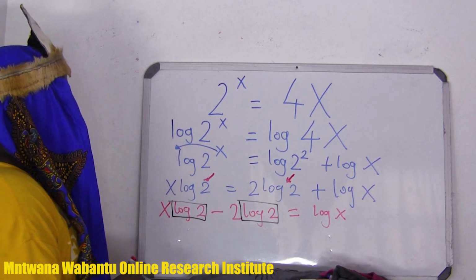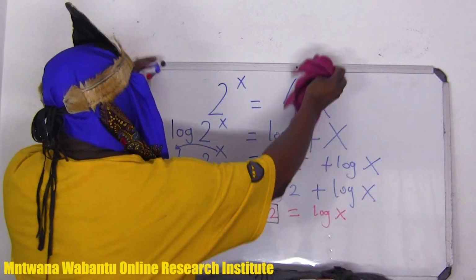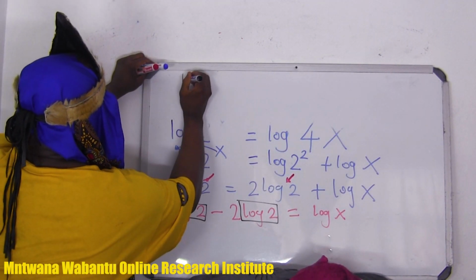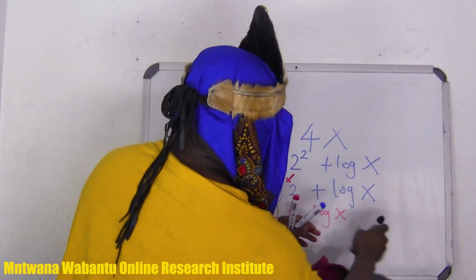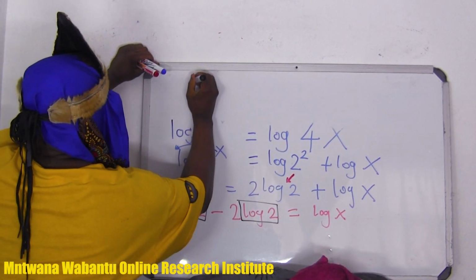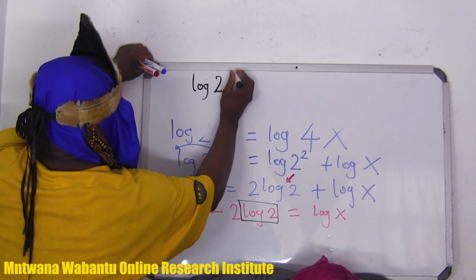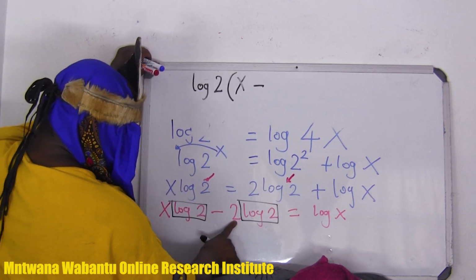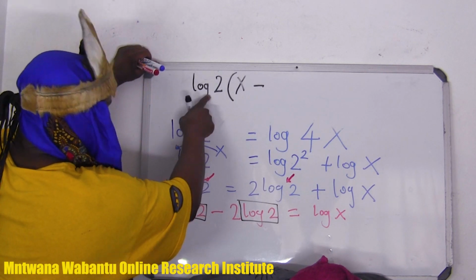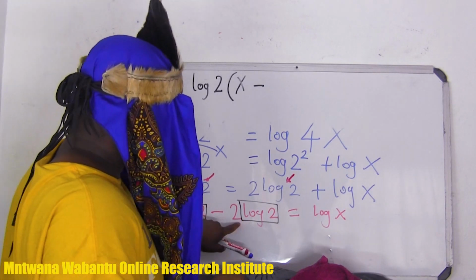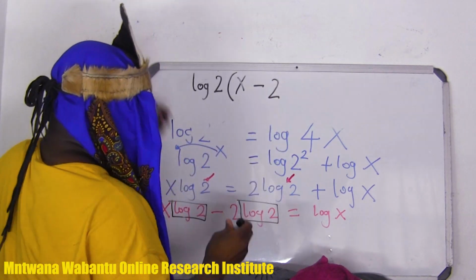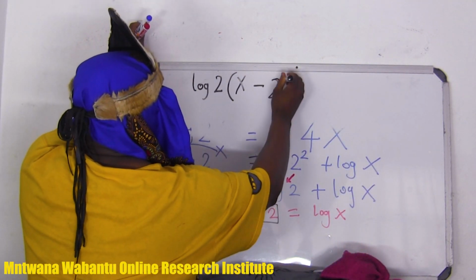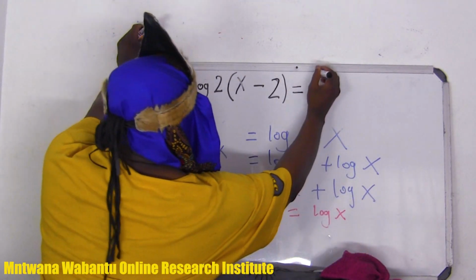So I can simply solve that right here on top. So let's just make some space here. So I'm going to say log 2 is going to come out. I apologize, the pen is finishing there. Log 2 is going to come out. So here I'll be left with x minus 2, because log 2 went out to factorize. So then we're going to be left with 2 here. Okay? And then equal sign, and on the right hand side is just log x.